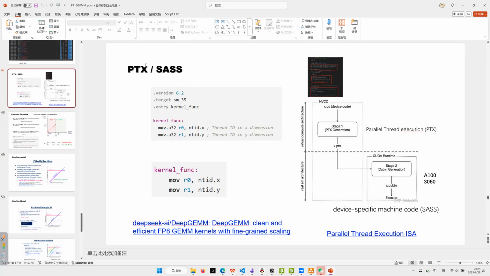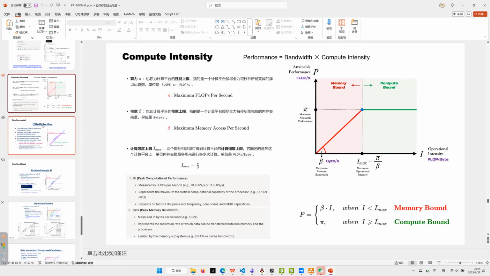So here I will introduce the SASS code and PTX code. That is some of the NVCC CUDA code that will be translated into PTX code here and then translated to the SASS code. You can also add some PTX code during the CUDA programming that would sometimes increase your performance. Now let's give a brief introduction to the compute intensity. So here we define pi as the maximum flops per second that one GPU or one device can compute, and beta means the maximum memory access per second. Then the compute intensity Imax equals pi divided by beta.